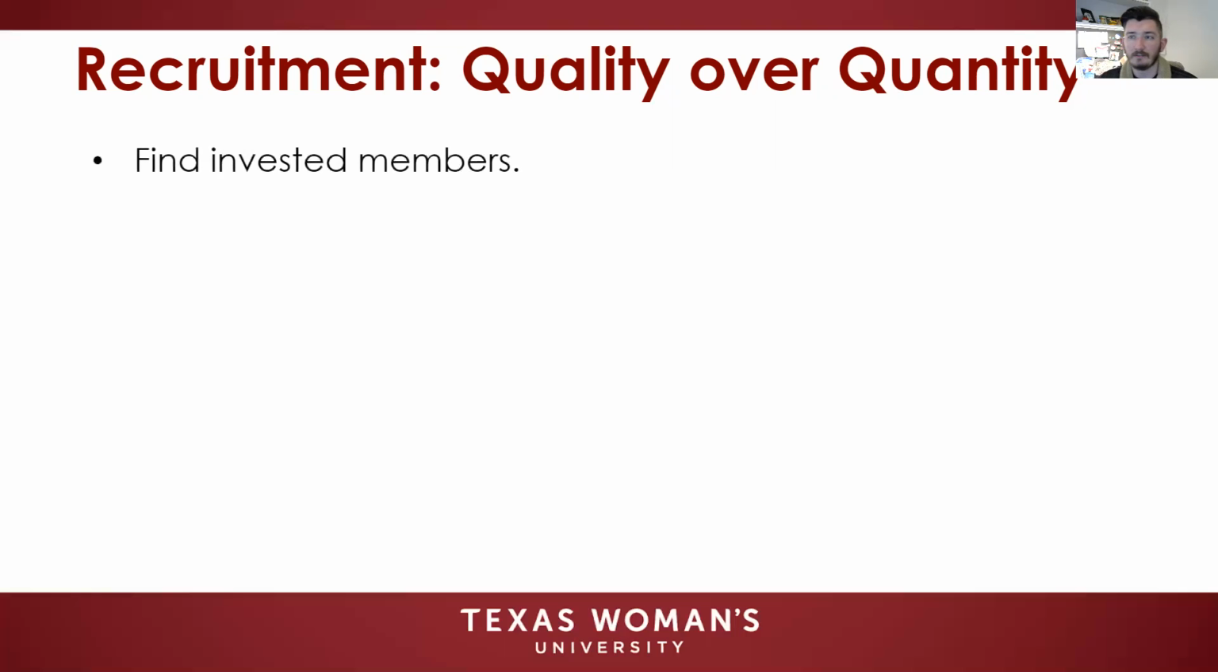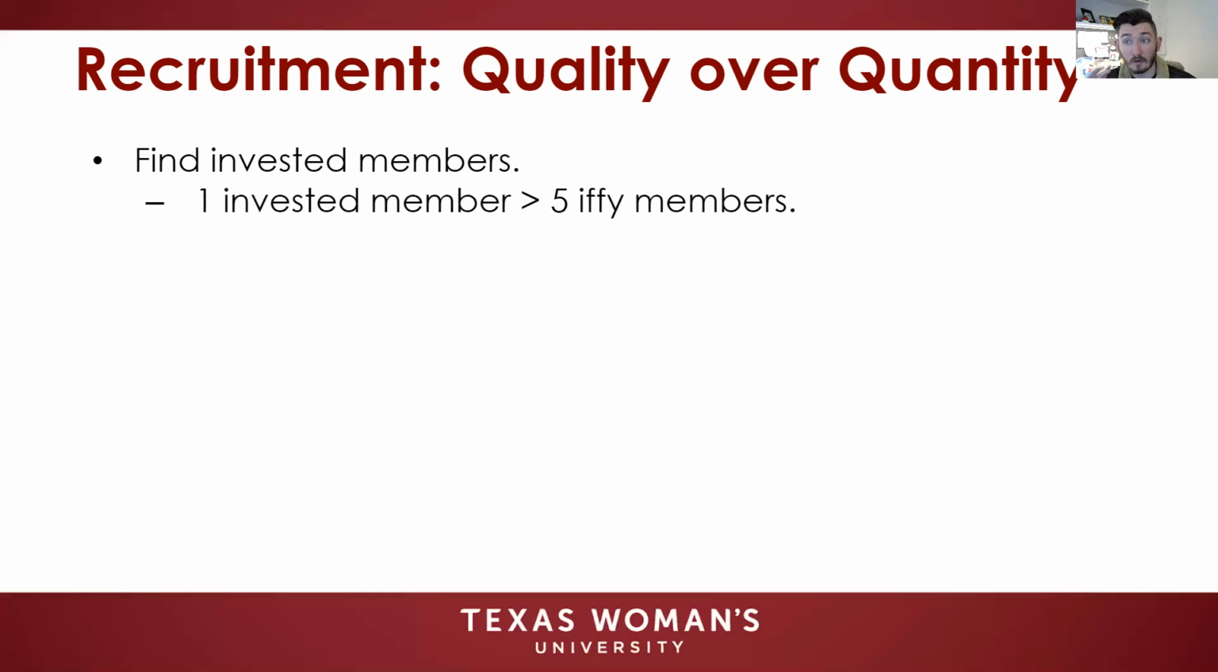So one, find invested members. If they're early on, you notice that, oh, they're coming to all of our events. They're super engaged in meetings. They're speaking. They're coming up with ideas. Take note of those, because one invested member on the executive board is worth more than 5 iffy members that commit. You could have 5 members on your executive board, but if their commitment isn't there, they're not super invested, that one invested member is going to be worth more than them.